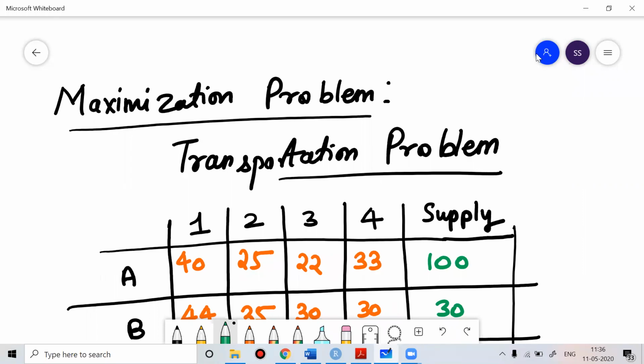So, probably today will be the last class on transportation problem, and in this class we'll discuss the problem which came in the previous year of your university exam. So, we'll do that problem.